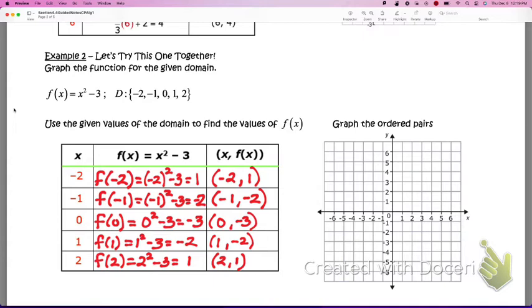Yeah. So -2, 1. Left 2, up 1. -1, -2. Left 1, down 2. 0, -3 just goes down 3 from the origin. 1, -2, right 1, down 2. And my last ordered pair, which is 2, 1, would be right 2, up 1.